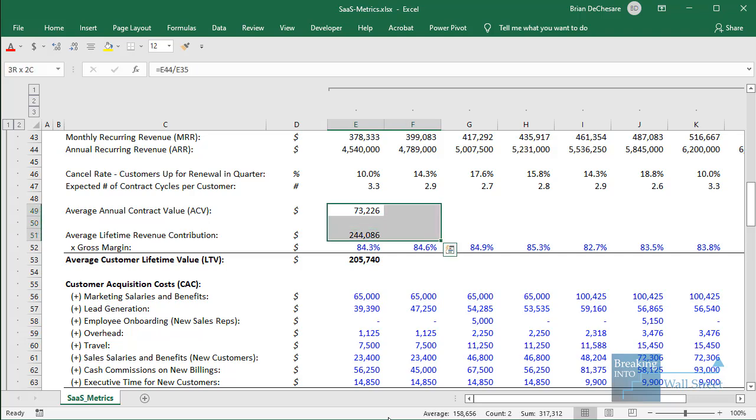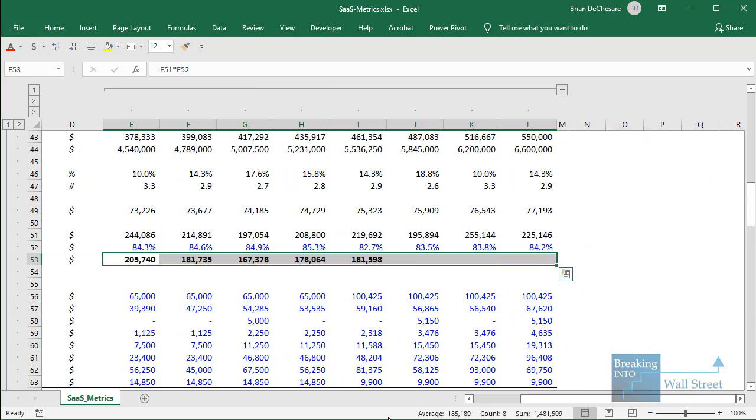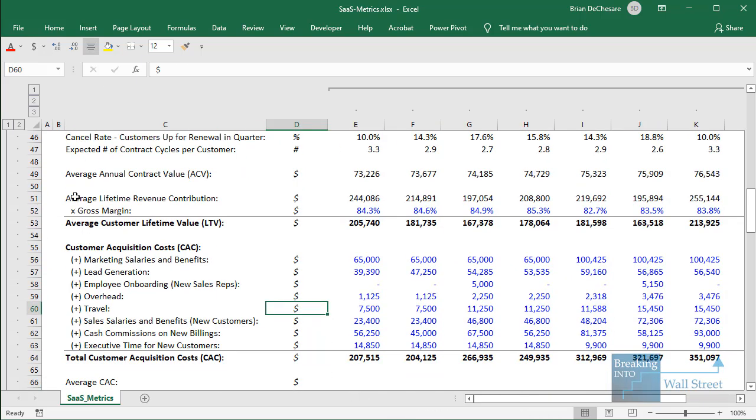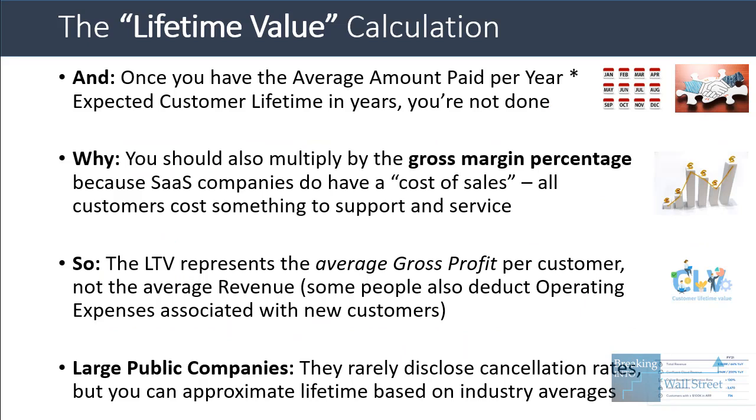We can copy over all these numbers and then copy over this one as well. And so now we have the average customer lifetime value, the CLTV or LTV as it is usually abbreviated. For large public companies, they rarely disclose cancellation rates, but you can approximate lifetime based on industry averages.